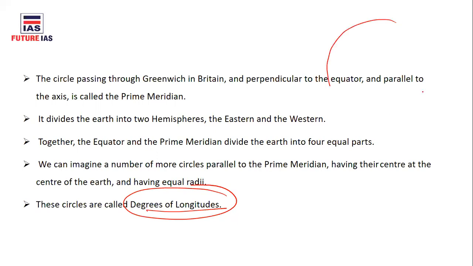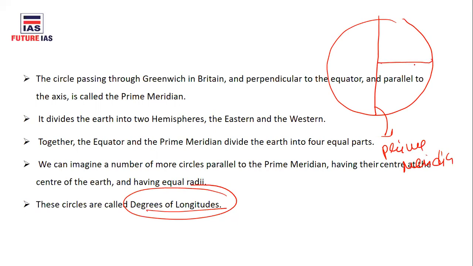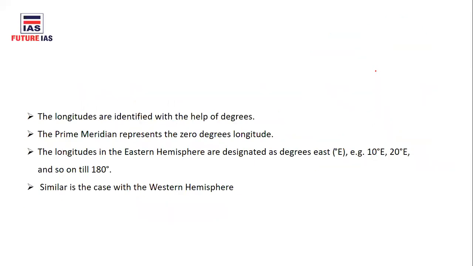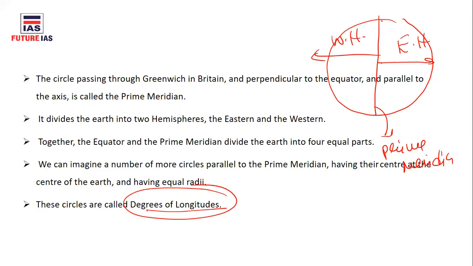For example, if I make a diagram, it looks like this. So this is your prime meridian. Okay, this portion on the eastern side is called the eastern hemisphere, and this portion will be your western hemisphere. All right, so this is the eastern hemisphere and the western hemisphere, and this prime meridian divides the earth into two equal portions. This signifies that the earth has been divided into the eastern hemisphere and the western hemisphere.